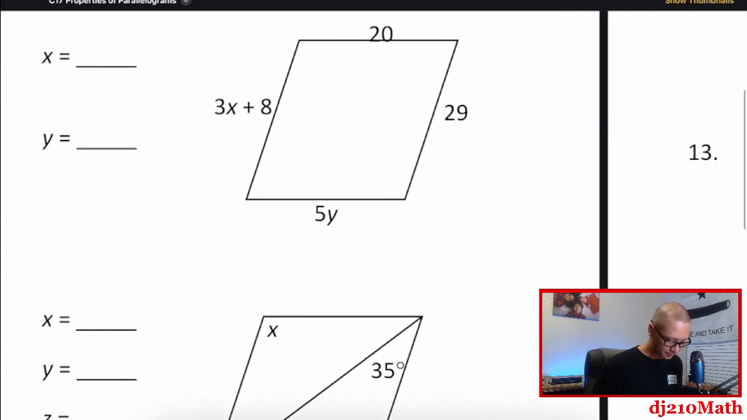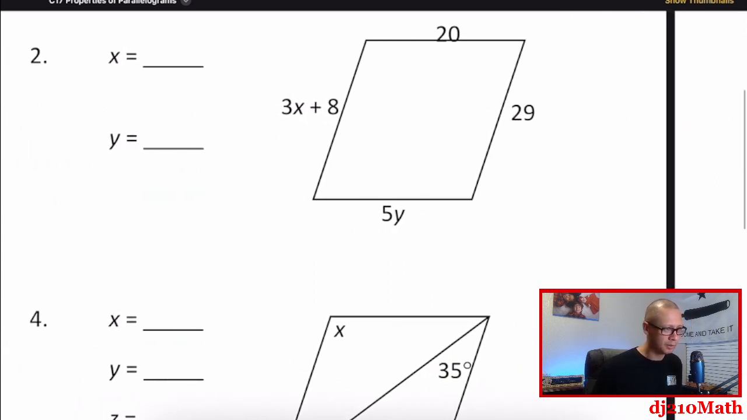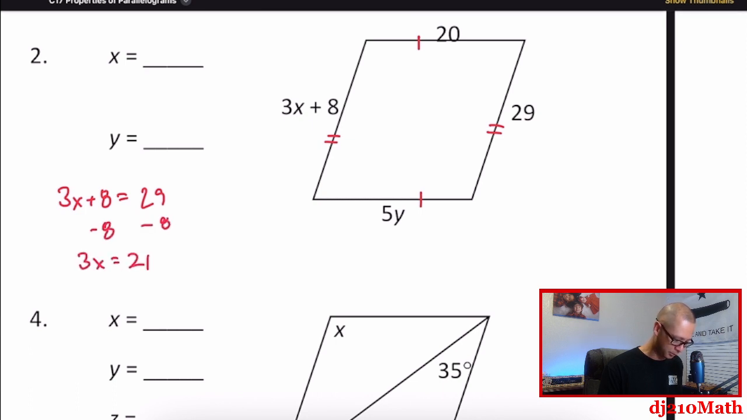Okay. All right, number two. X and y. So again, in a parallelogram, right, opposite sides are congruent. So it really doesn't matter where we start, to be quite honest. So 3x plus 8 is equal to 29. Solving for x, this is just an algebra 1 problem. So 3x is equal to 21. X is equal to 7. Five y is equal to 20. Y is equal to 4. Right? 5 times 4 is 20.